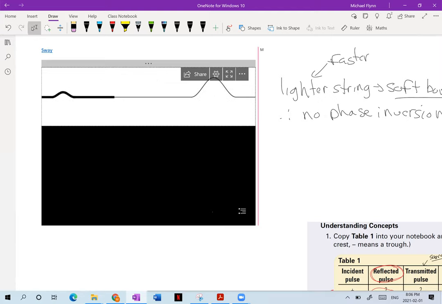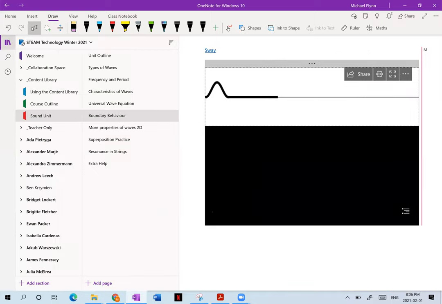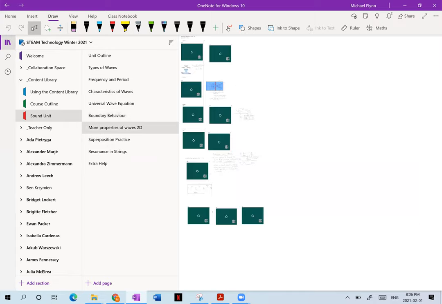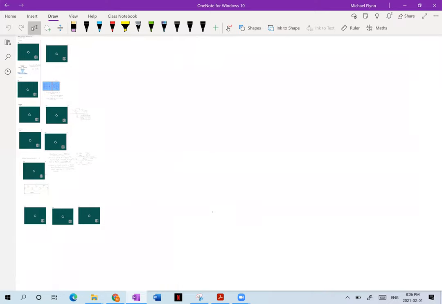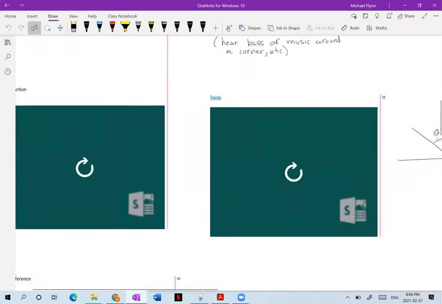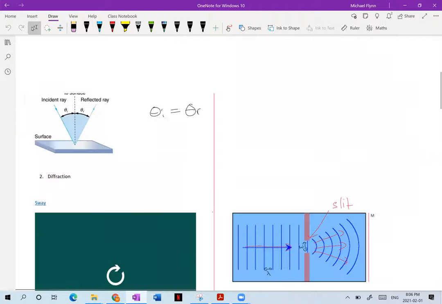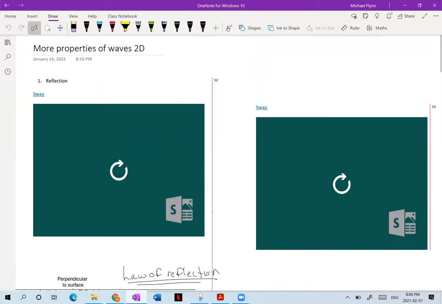All right, so now that we've seen this, let's talk about something else. I'm actually going to cut this lesson a little bit shorter than I was going to in the first place, but I'll explain. There's one more page I'd like to look at. It's got lots of animations on it. Let's talk about all the properties of waves that we know about. There are several. We're going to end with my favorite one, but let's start with something simple, reflection.